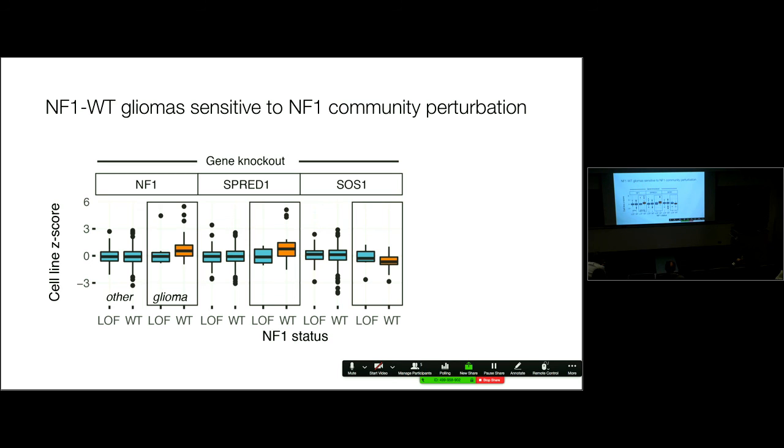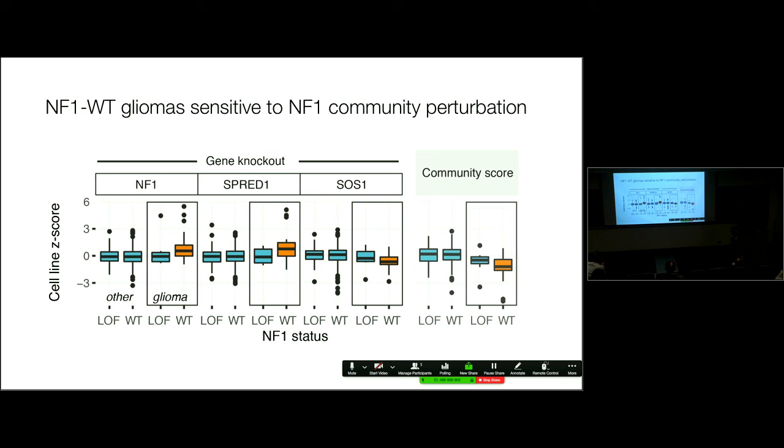So instead of testing all of these genes separately, maybe you can create a community score by taking the first principal component and aggregating all of this information. And we found that this is just as powered as taking the NF1 gene and would simplify the number of hypotheses you'd have to test.